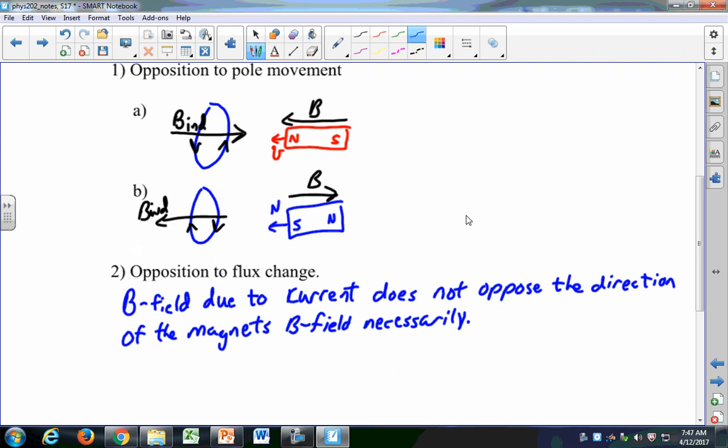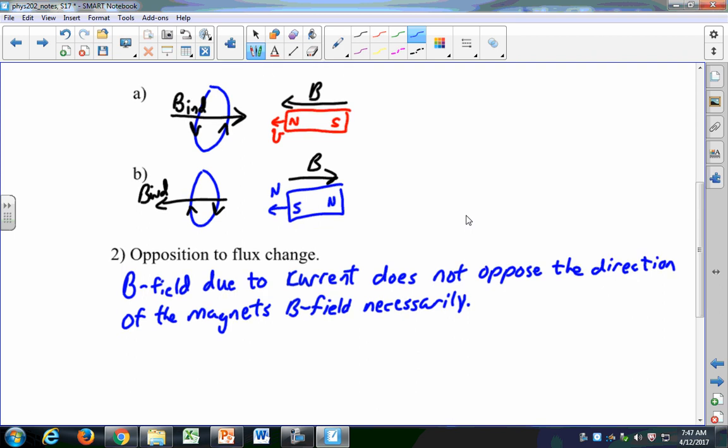Now we do have that up here. We have that the magnetic field of the magnet is here, and the induced magnetic field is in the opposite direction. We saw that here, and then we also saw that here when our magnet is traveling in the same, or towards the coil of wire. But that's not necessarily true. The magnetic field of the coil can also be in the same direction as the magnetic field of the magnet.